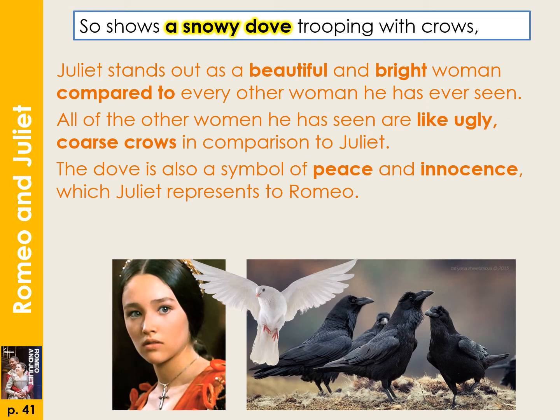If we look at our picture down here, we can see that putting the white dove in amongst the black crows makes her stand out as beautiful and bright. It's also the only dove there, which might make us think that Juliet is one woman in a million. There are lots of different associations and ideas that we can infer based on this metaphor, and it really shows us what he feels about Juliet. Make sure that you've written some of these down in addition to the notes that you made before.